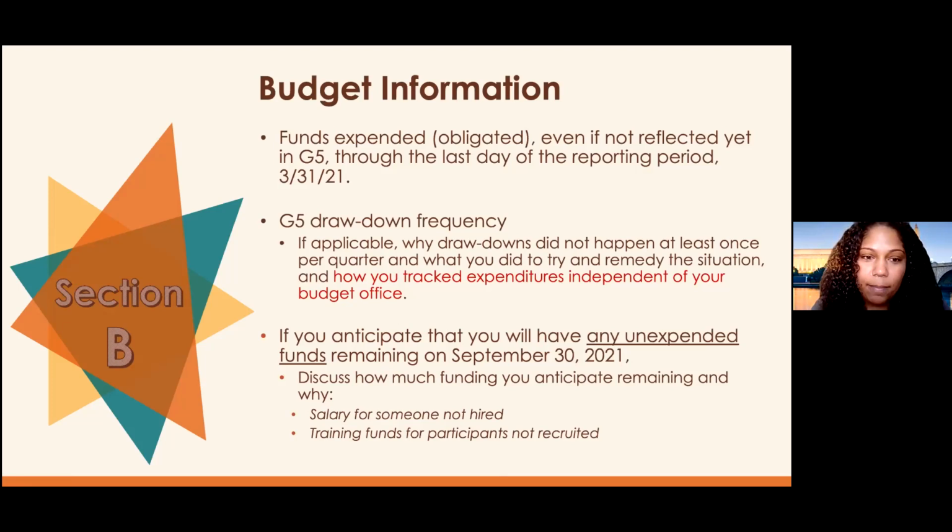You would want to explain that, especially if not a lot of drawdowns have happened right now. This is your time to explain, well, we're going to pay all our contracts for the summer, so that's why our budget's so big. Please, we cannot remember every single program and how their budget system operates. So this is your time to explain it, so we're aware that we are expecting more funds to be used.